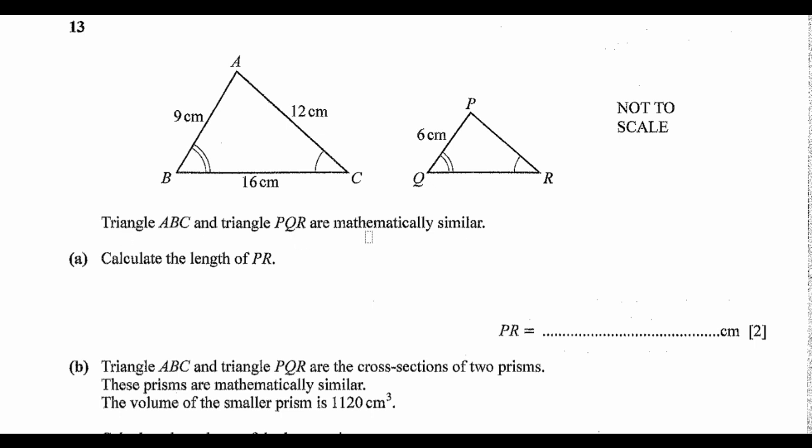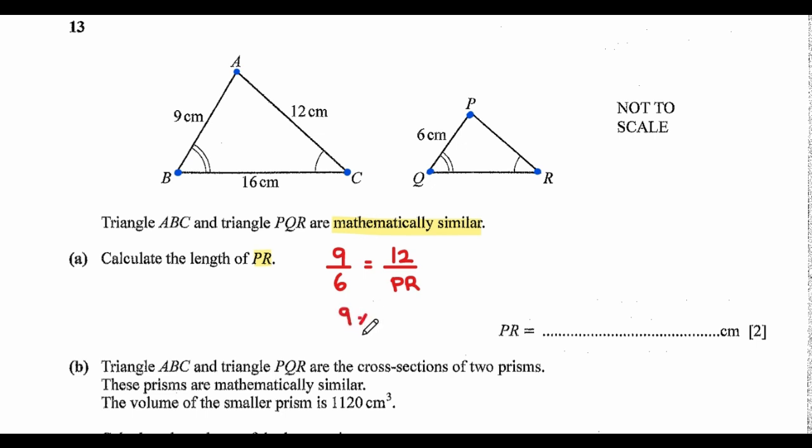Question number 13 is about similarity. These shapes are mathematically similar. Calculate the value of PR. For similar shapes, the ratio of corresponding sides is equal. So if I take AB, the corresponding side is PQ. So 9 over 6 is equal to, if I am taking AC, which is 12, the corresponding side of AC is PR. So PR would be the unknown value. And this ratio would be the same because they are similar shapes.